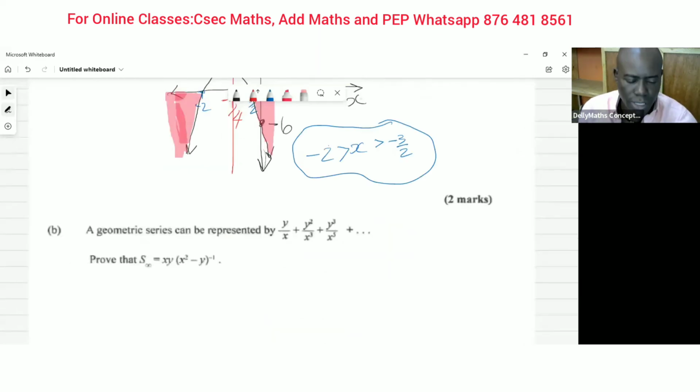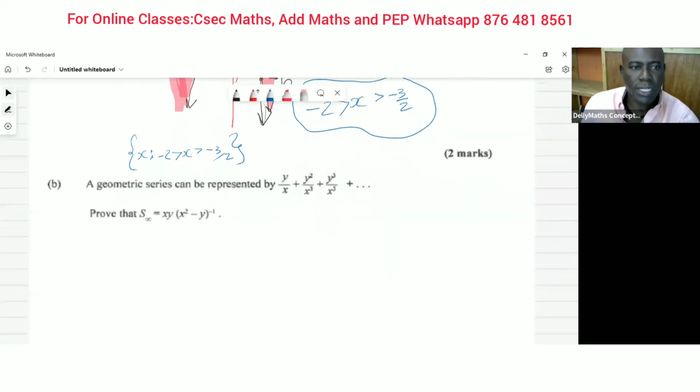This solution set though, we probably want to write it in a more official way. We want to say the set of x such that x is greater than -3/2 and the same x is less than -2. We could represent it like that. That's fine. All right, let's go to our geometric series.